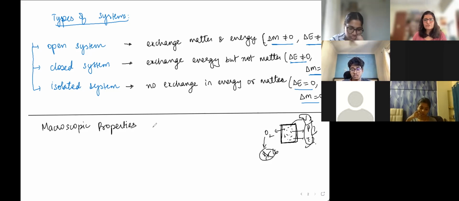Okay. So macroscopic properties are the properties that describe the bulk, the bulk behavior.